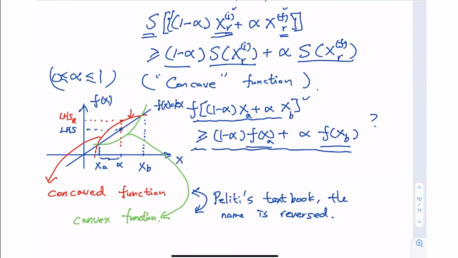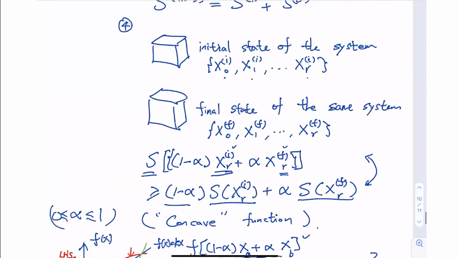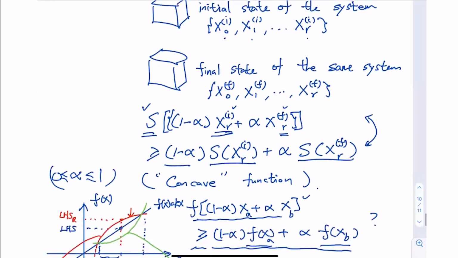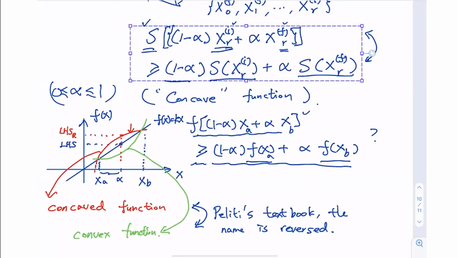But that's fine. The mathematical function form is exactly the same. So if you feel like whether convex or concave is really confusing, you can just stick with the mathematics and it is well defined. Okay. So this is one of the very important properties of the entropy.